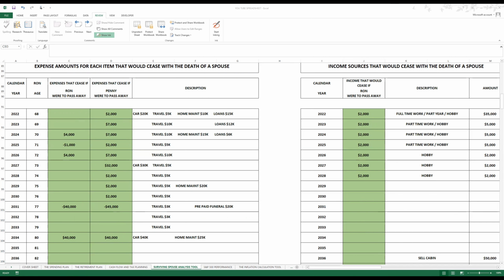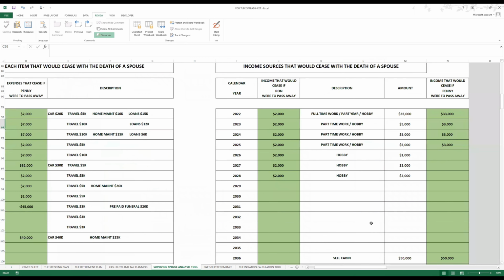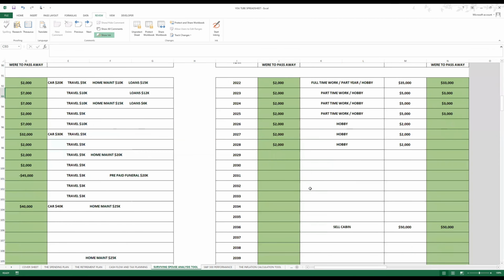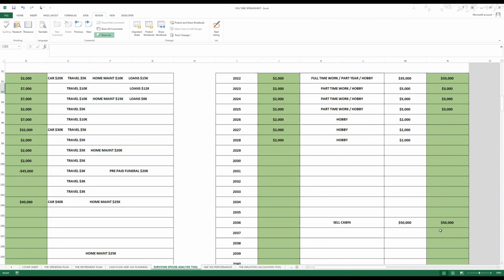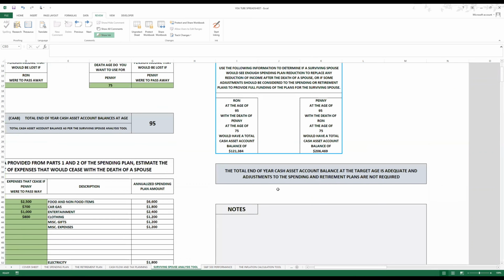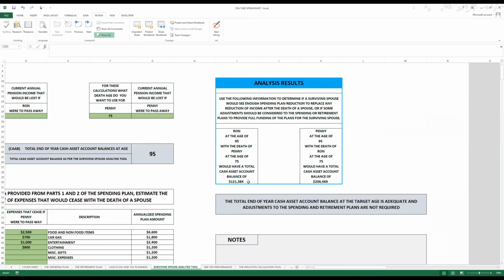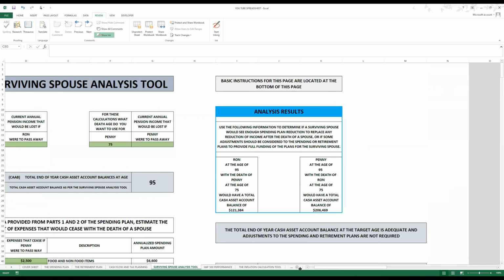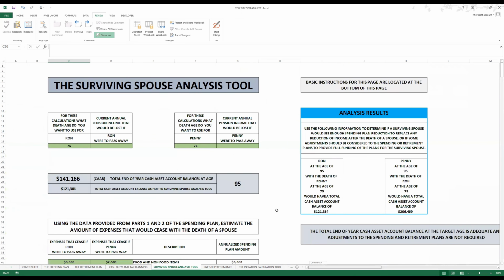And coming over here on the right side, so if Penny passes away, we lose a lot of income because she's the one working. Whereas if I pass away, it's just the hobby income that's lost. But I'm not going to sell the cabin if Penny passes away. So I lose that income too. And that's why I'm in worse shape than she is, because I'm not giving up some things that she would be giving up.